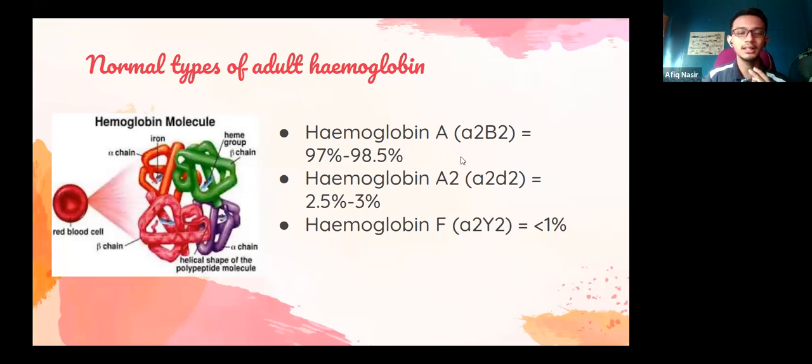You can see in thalassemia patients there are differences in the composition of the different types of hemoglobin.